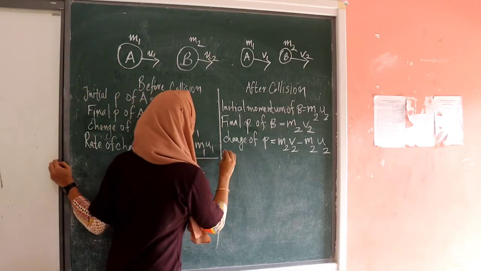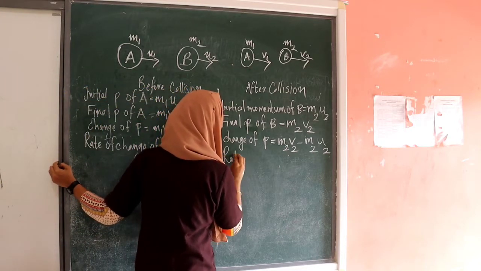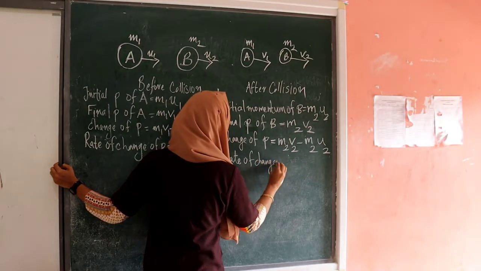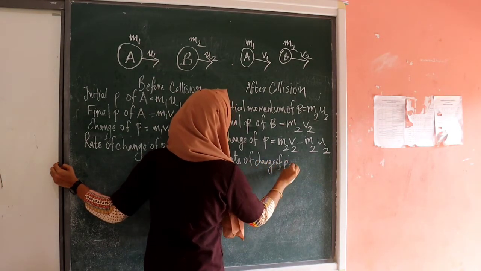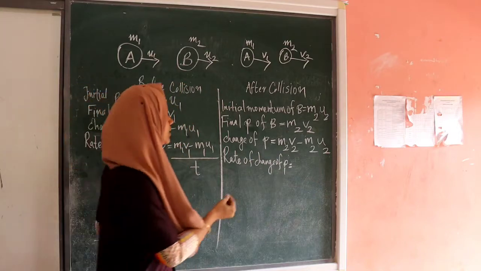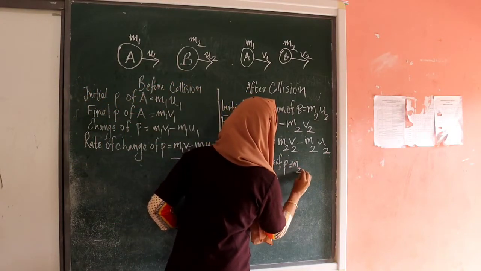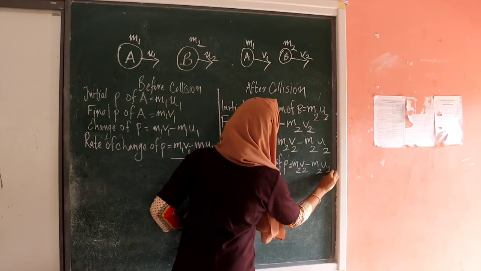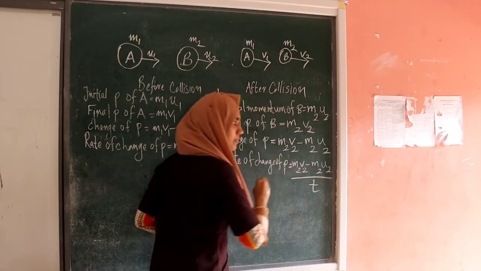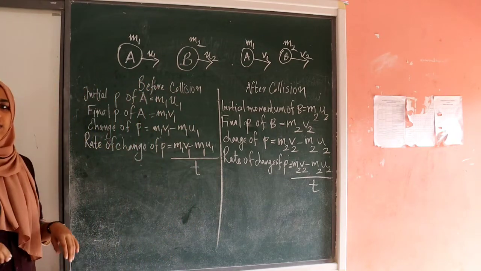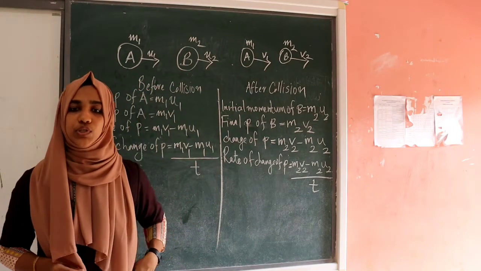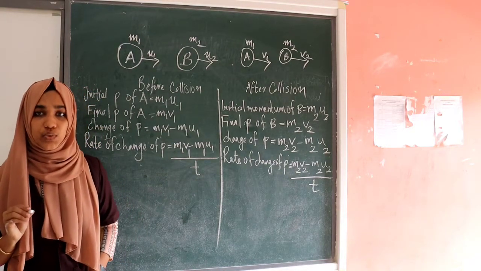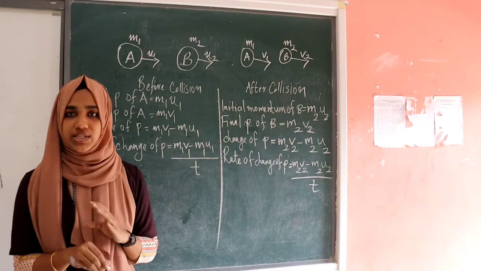Then next we want to find is rate of change of momentum. How can we write that? That's equal to m2 v2 minus m2 u2 by t. Is it clear? Then according to Newton's second law of motion, the rate of change of momentum is directly proportional to the unbalanced external force.